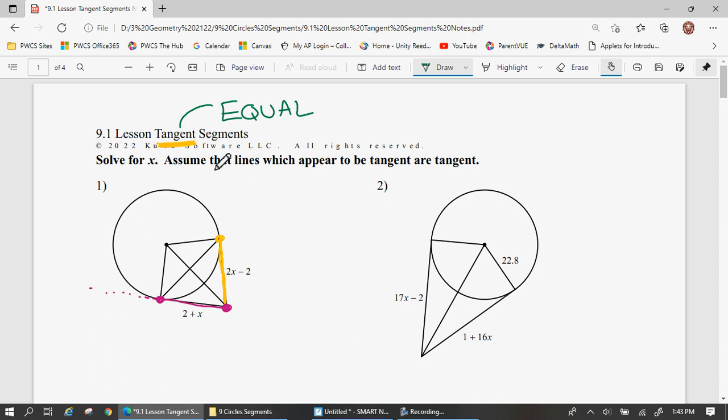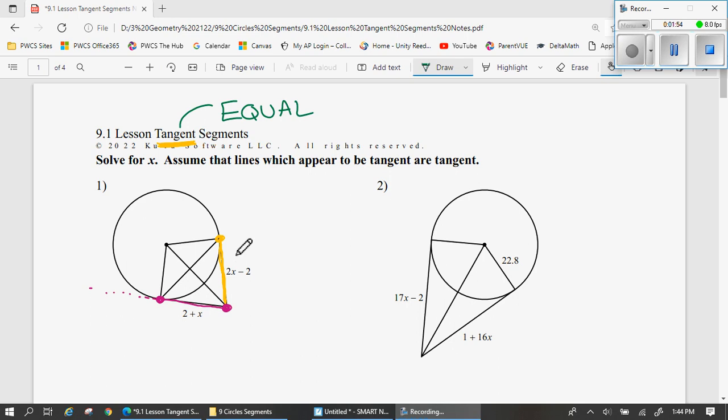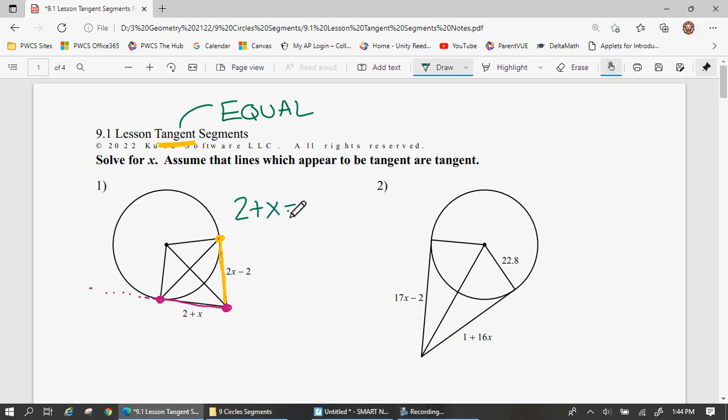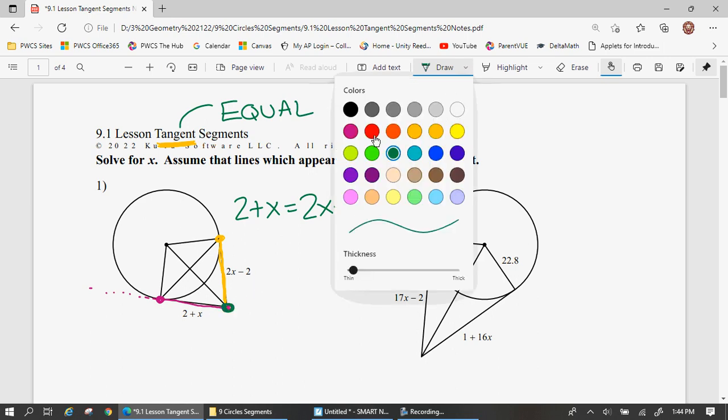If we took a ruler and we measured those, they would be the same exact length. And so here we have these two tangent segments and they both have expressions on them. We are in the business of using relationships to write equations and using those equations to find missing pieces. So we want to use the relationship that these two tangents are equal, and write an equation that says so. I'm going to say this segment 2 plus x is equal to this segment 2x minus 2, because they're both tangents and they intersect here.